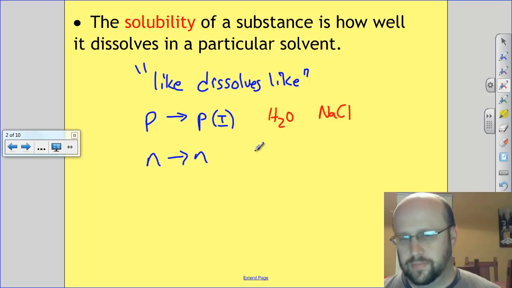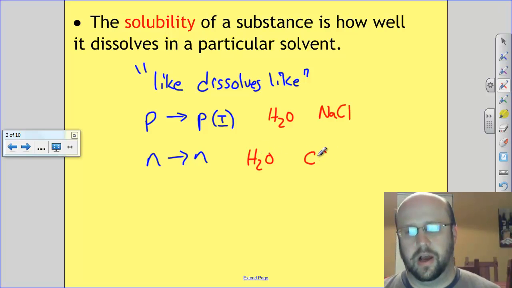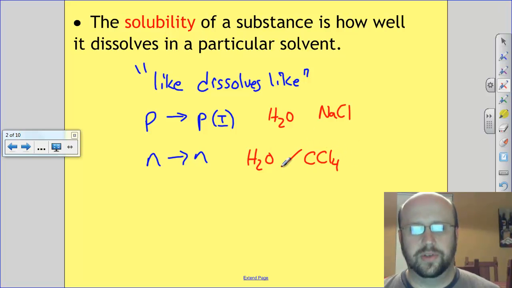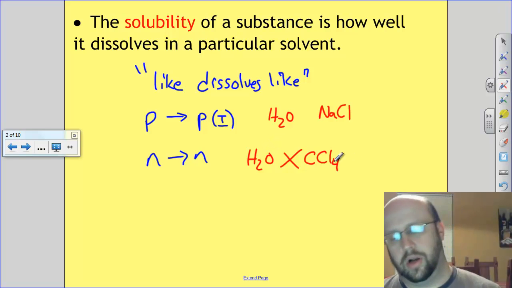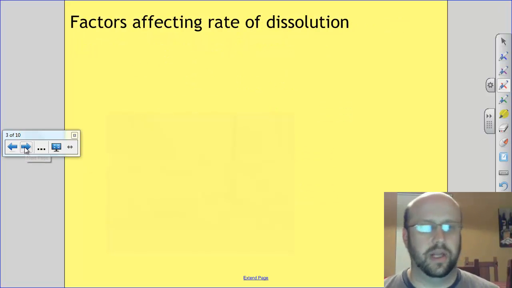To talk about something that wouldn't work quite that same way, water and something like, say, carbon tetrachloride, which is a nonpolar molecule, those two things are not going to dissolve very well because water is polar, carbon tetrachloride is nonpolar. Okay, so that's solubility basically, how well something dissolves in a particular solvent.